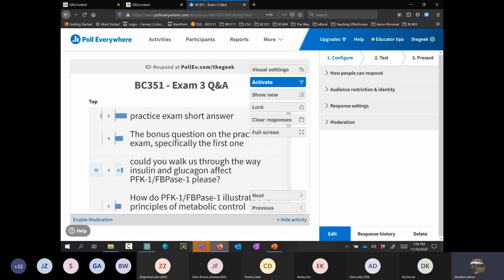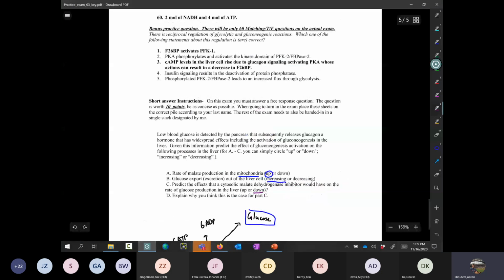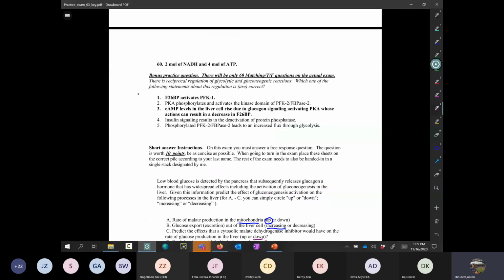All right, so the next one, the bonus question on the practice exam, specifically the first one. Let's go ahead and look at the practice exam. Bonus question. So this is what we're thinking about here. It says there's a reciprocal regulation of glycolytic and gluconeogenic reactions. Which one of the following statements about this regulation is correct? And the individual says specifically the first one, F26BP activates PFK1. Let me see here. I'm going to read through these.